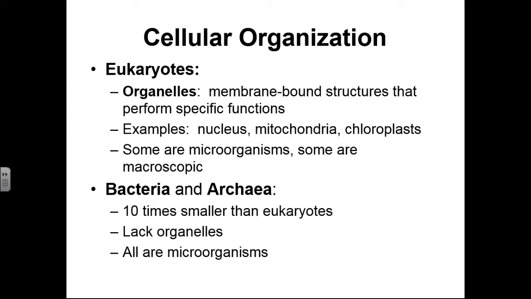Some are going to be microorganisms, some are going to be macroscopic. When we think microorganisms, think small. When we think macroscopic, think big enough to see with your naked eye. Bacteria and archaea are a lot smaller than a eukaryote. They are approximately 10 times smaller. Yes, there are exceptions, but generally speaking, bacteria and archaea are really small compared to a eukaryotic organism. Bacteria and archaea lack organelles, with the exception of ribosomes, and every single bacteria and archaea is a microorganism. There are no multicellular bacteria and archaea that we can see with the naked eye.